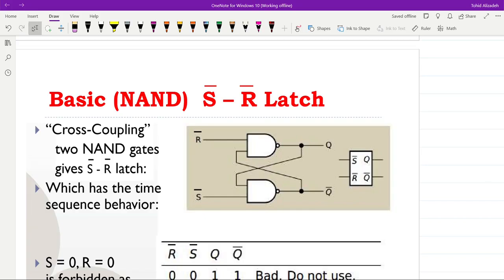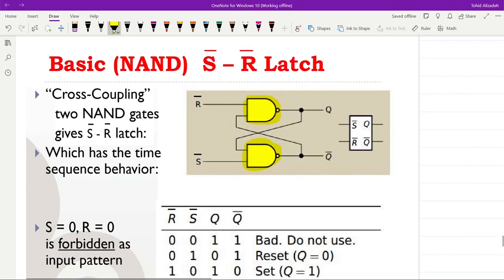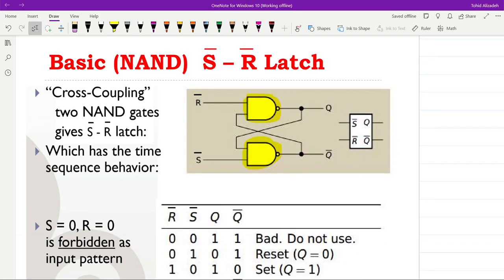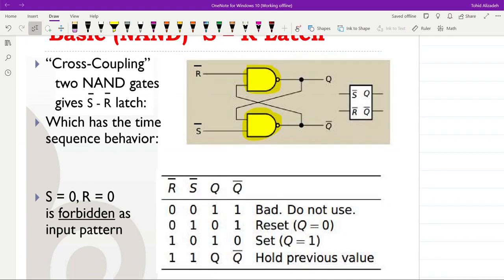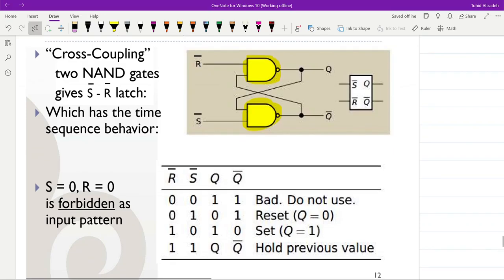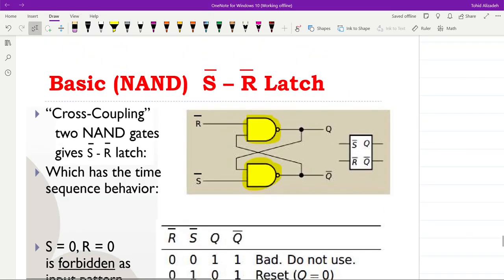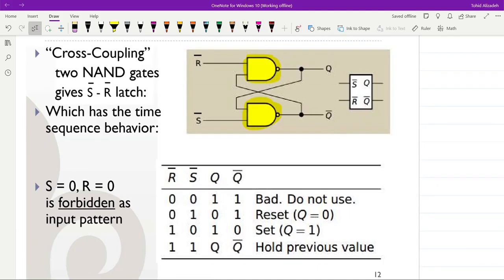Another type of latch that we can consider is called the basic NAND, not S, not R latch. So you can see that the structure is quite similar, but in this case we are using NAND gates instead of the NOR gates that we had in the previous case. The output of one NAND gate is the input to the other one, and vice versa. If we look at the function table for this not S not R latch, you can see what happens.